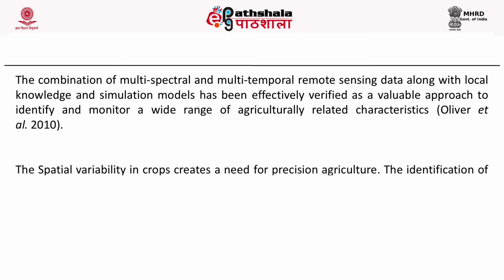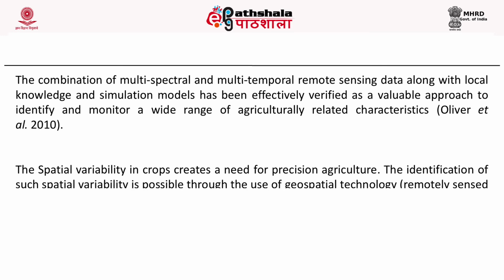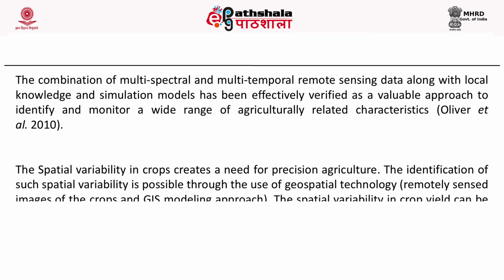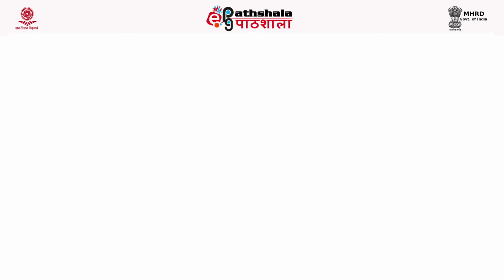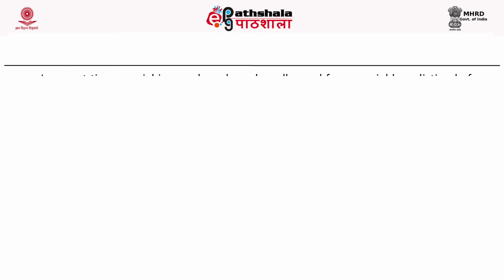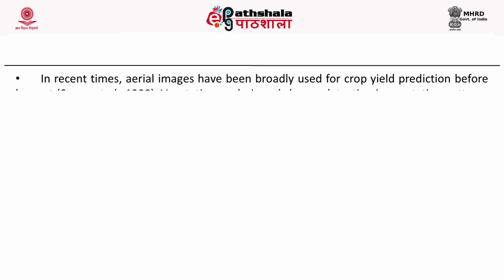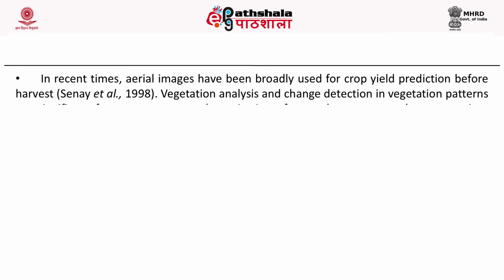The spatial variability in crops creates a need for precision agriculture. The identification of such spatial variability is possible through the use of geospatial technology, that means remotely sensed images of the crops, and GIS modeling approach. The spatial variability in crop yield can be assessed through remote sensing and other geospatial techniques. In recent times, aerial images have been broadly used for crop yield prediction before the harvest.